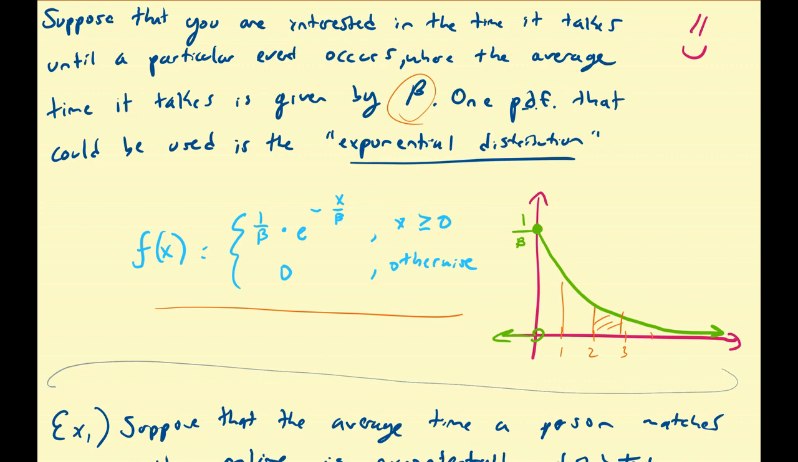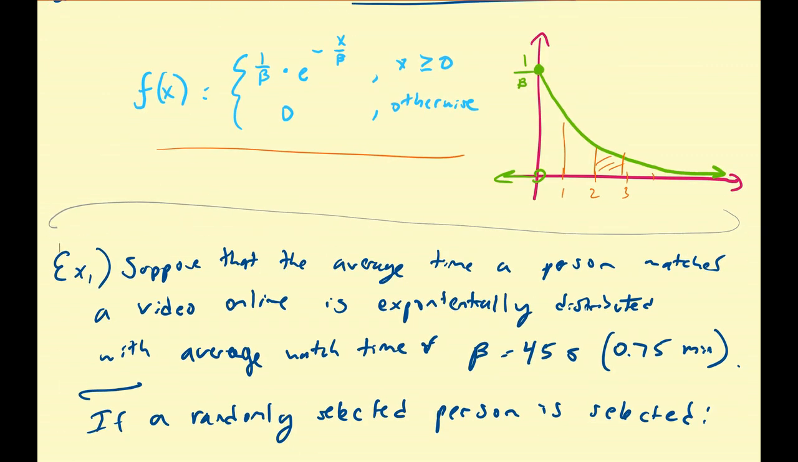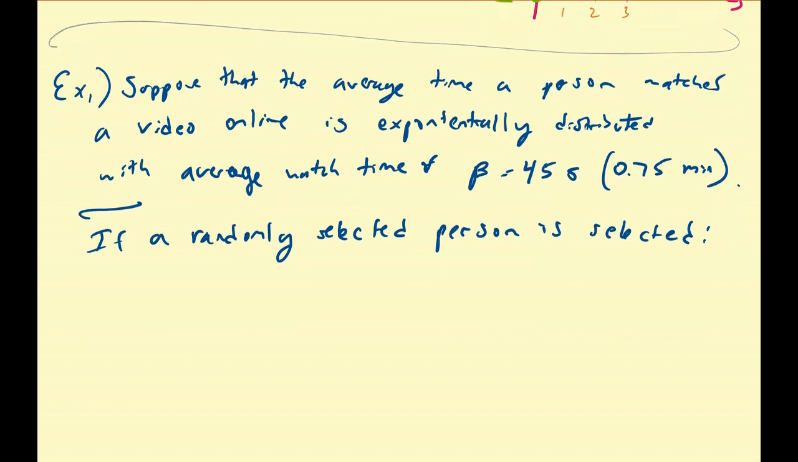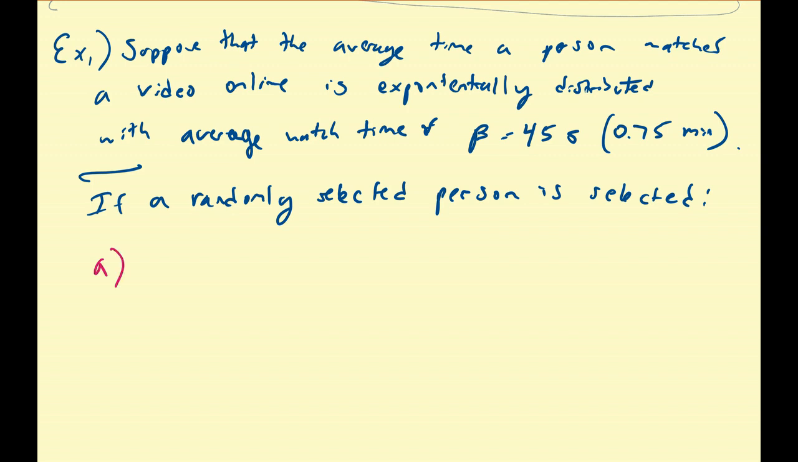Alright, so let's take a particular example. Let us assume that the average time a person watches a video online is exponentially distributed with the average watch time of beta equal to 45 seconds, which is 3/4 of a minute. And let us assume you randomly select a person on this video watch platform, whether it be YouTube or something else. So there are some questions that you may want to answer. Let us assume we're interested in the probability that that person randomly selected watches a video for more than 2 minutes. So what is that going to be equal to?